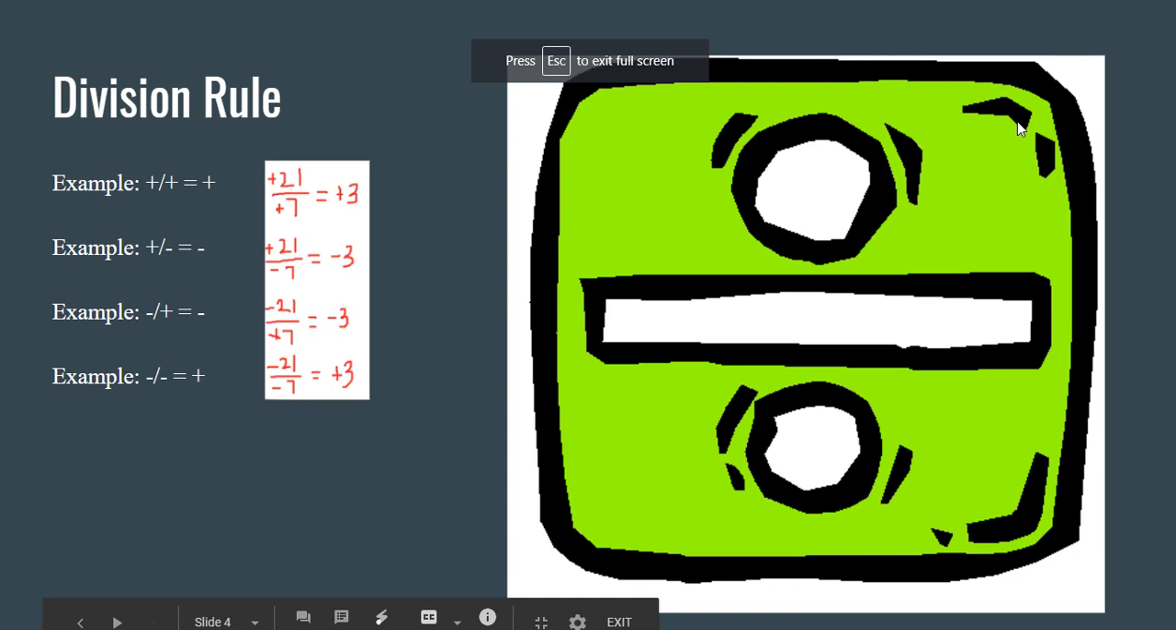The division rule is pretty simple. A positive number divided by a positive number equals a positive number. A positive number divided by a negative number equals a negative number. A negative number divided by a positive number equals a negative number. A negative number divided by a negative number equals a positive number. So it's the same thing as previously with the multiplication. The signs are the same, and the answer is positive. The signs are different, and the answer is negative.